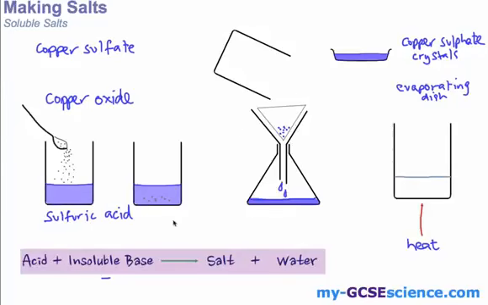Okay, so this is method one. You do need to know the steps. It looks slightly complicated if you look at it like this, but really it's just reacting the insoluble base with the acid, making sure as much reacts as possible, filtering it, evaporating it down a little bit, and then leaving it over a space of a few days in order for it to form the crystals.